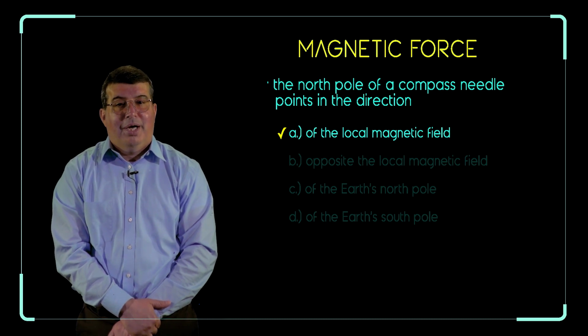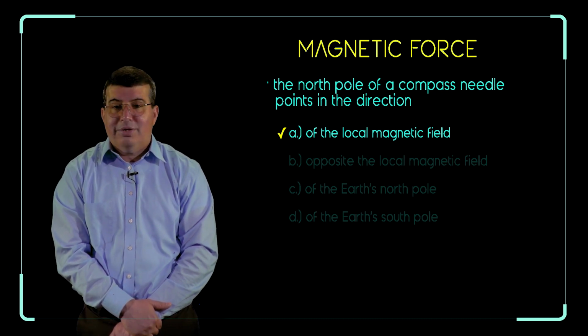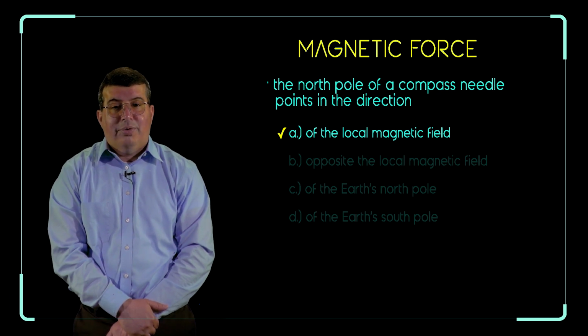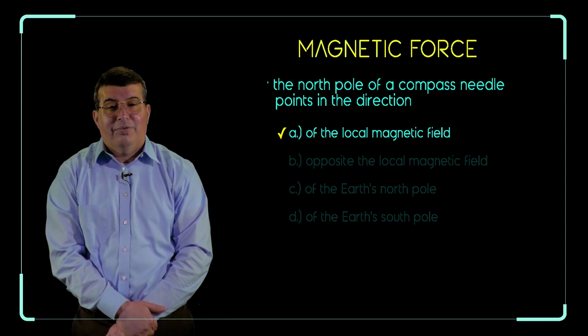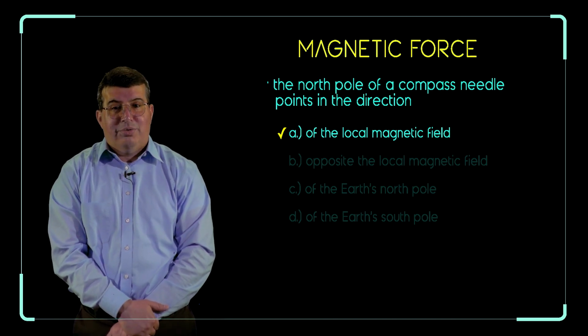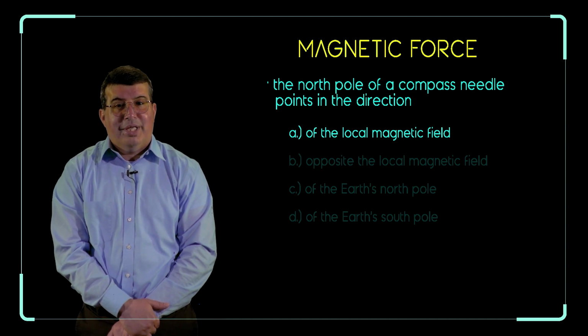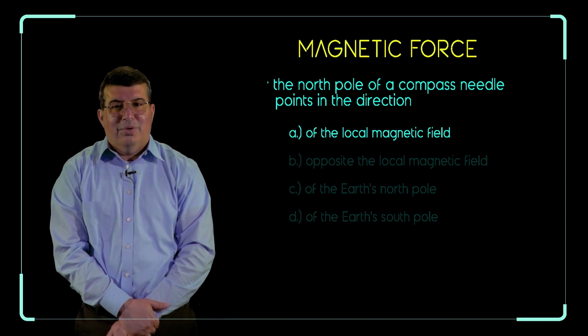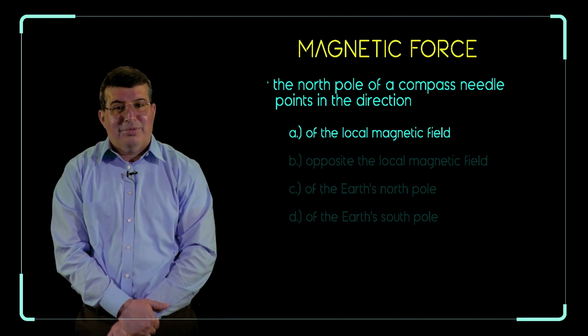However, if there is another magnet or an electrical current around, then that will create another magnetic field that could be stronger than the Earth's magnetic field. So the compass needle always points in the direction of the local magnetic field. Often that is in the direction of the Earth's North Pole, but not always. So A is a better answer than C.